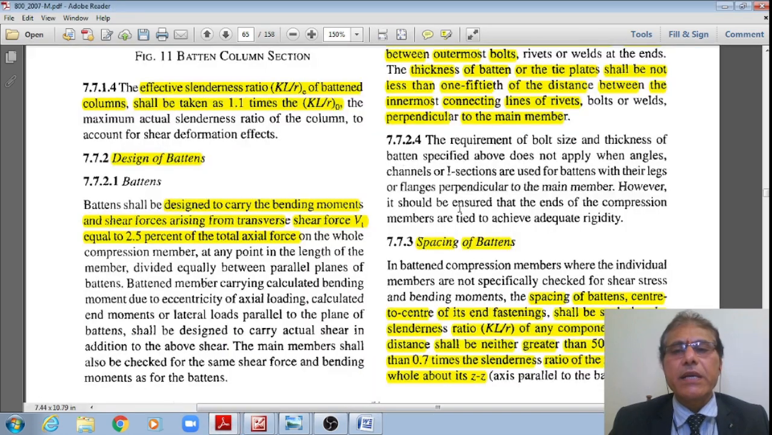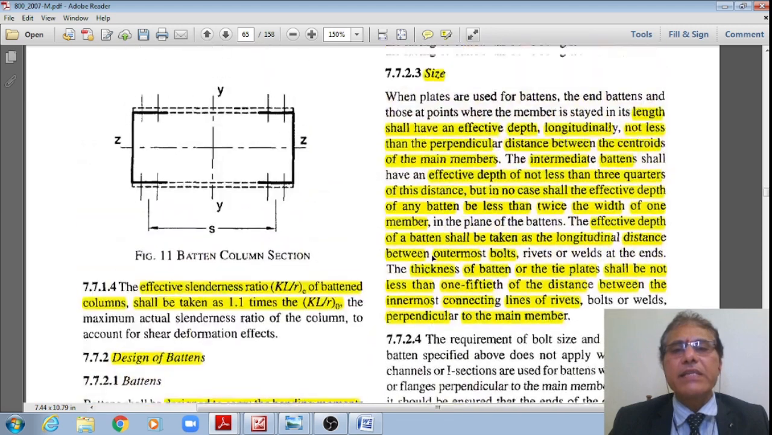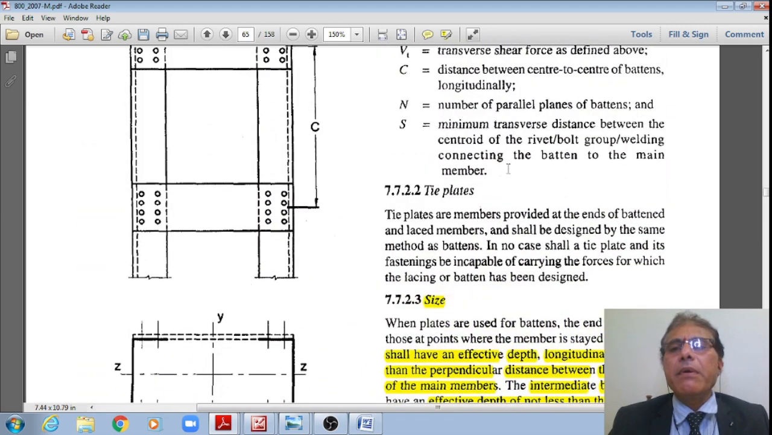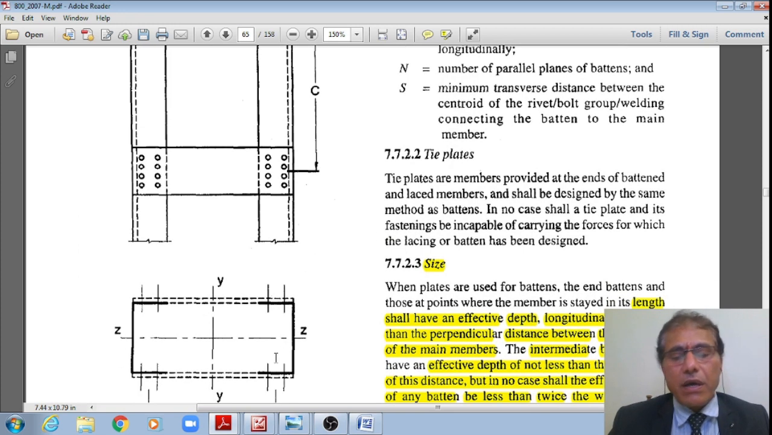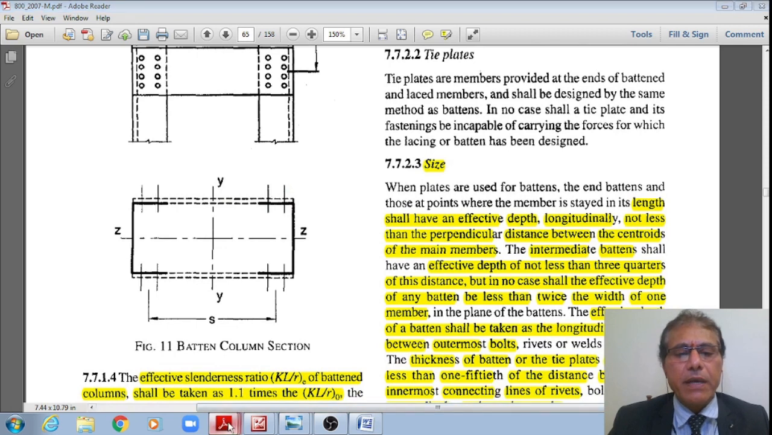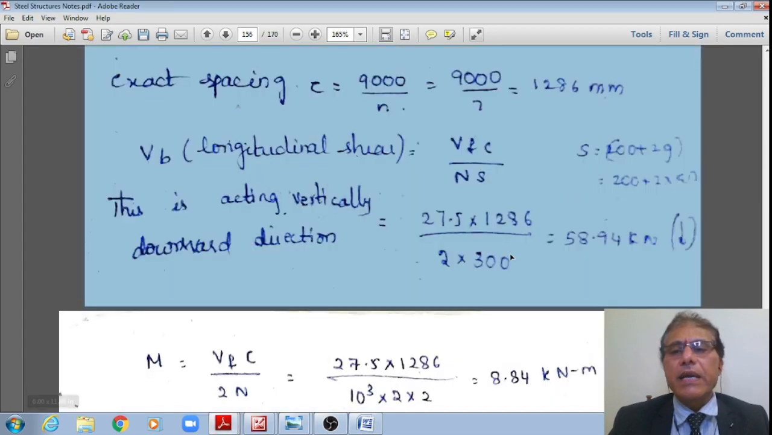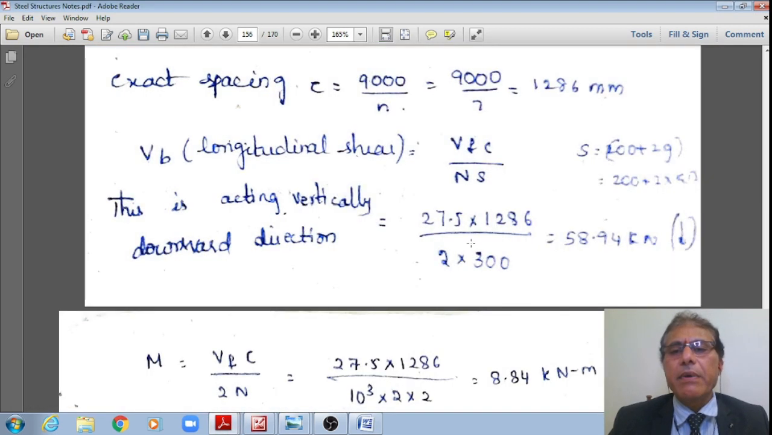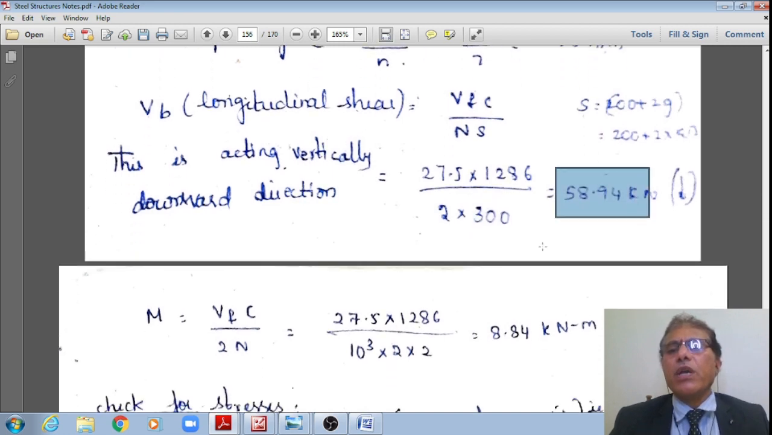Where S is, let me go to this IS 800, student, right? Where S is the minimum transverse distance between the centroids of the rivets of the groups. That is already this 200 mm, right? Means this clear distance is 200 mm plus 50 plus 50. Therefore, it is 300 mm. Therefore, substituting, now I get 58.94 kilonewton.